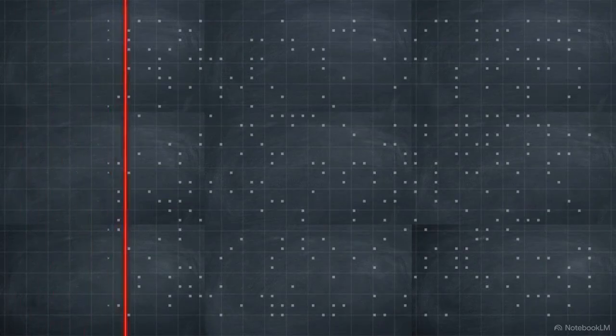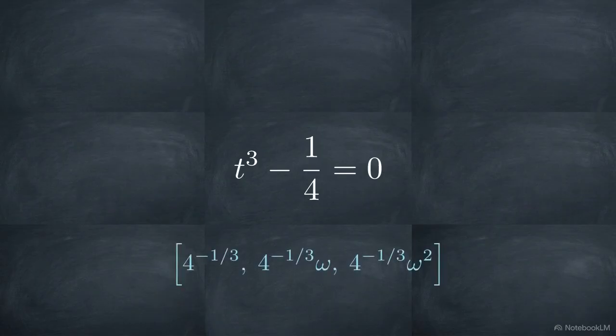When we process a network with more than 4,000 nodes, the elimination steps act as a massive filter. We are taking thousands of individual relations and compressing them down to that single small 3x3 block. That final residual core reduces exactly to the cubic factor, t cubed minus 1/4 equals 0. The 3 resulting eigenvalues are precisely the cube roots of 1/4.